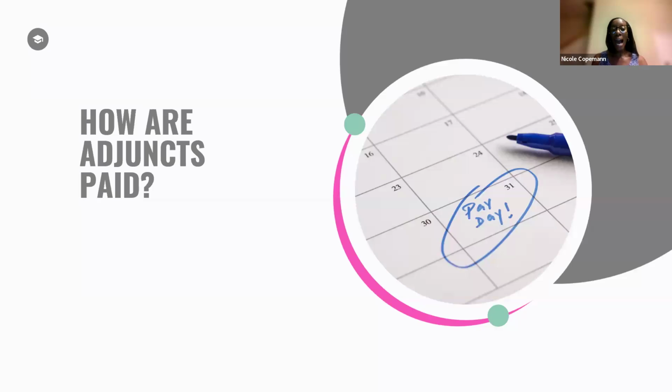So let's get into how adjuncts are paid. Adjunct compensation can vary across institutions and be influenced by several factors, like degree level, teaching experience, and course type. Our goal is to help you make sense of this so you can feel confident and informed in this role.